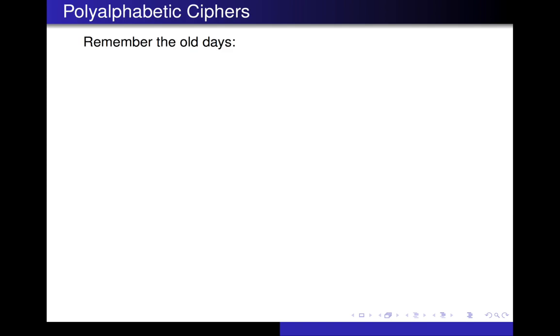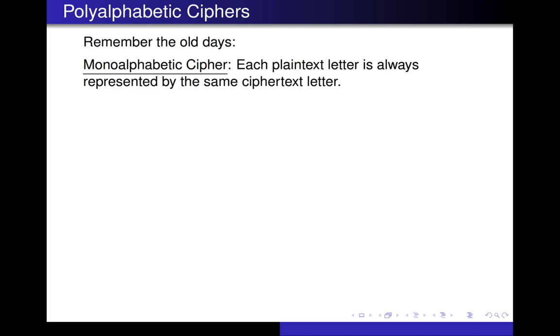Alright, so first of all we're going to remember the old days, which actually weren't so long ago, but they're going to seem that way in a little bit. Monoalphabetic ciphers. What happened with those is two things. First of all, each plain text letter is replaced with another letter to create the ciphertext letter. But it's always represented by the same ciphertext letter. For instance, if A is represented by ciphertext F in one place, in another place in the message, A will again be represented by F.